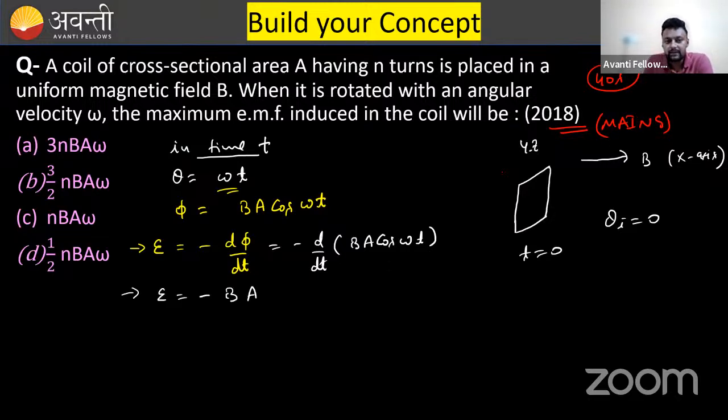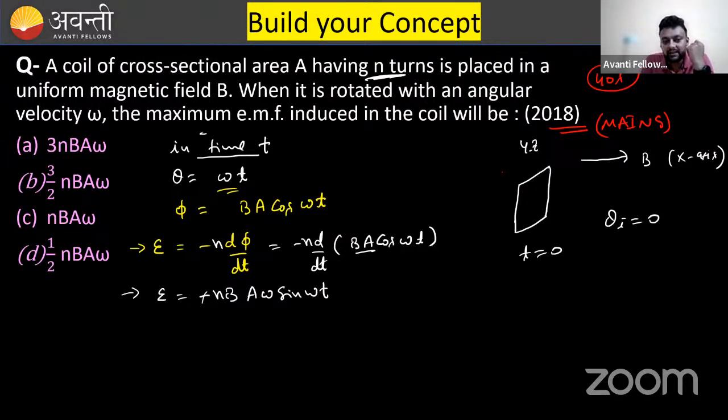Before going to that part, one more thing that is very interesting: it has some N turns. So N turns, so EMF will be N d phi by dt. N is a constant, BA is also constant. If you differentiate cos omega t, it will be minus sine omega t into omega, and the minus can be cancelled. So what is the EMF induced? NBA omega sine omega t. This is the EMF, which is time dependent.